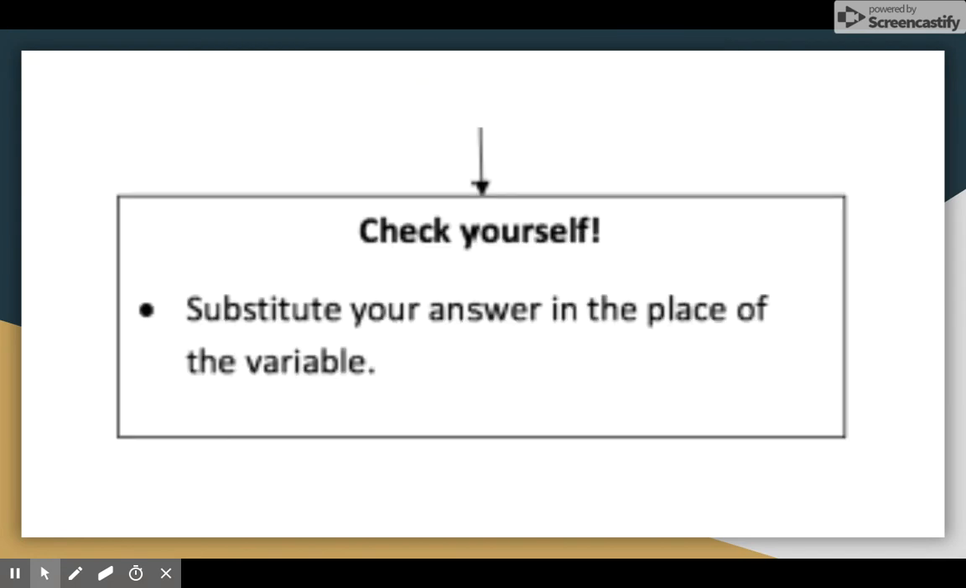And then our last step, there's nothing to fill in here, but we're going to check ourselves. So the nice thing about equations is you can actually check if you got the right answer by plugging it back in. So you automatically know if you've gotten the question right or wrong. So the last thing you'll do is substitute your answer in the place of the variable. So those are going to be your steps, and then I'm going to walk you through how you would actually use the steps to solve an equation.